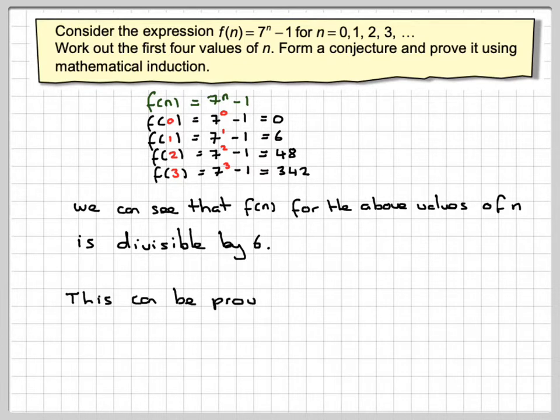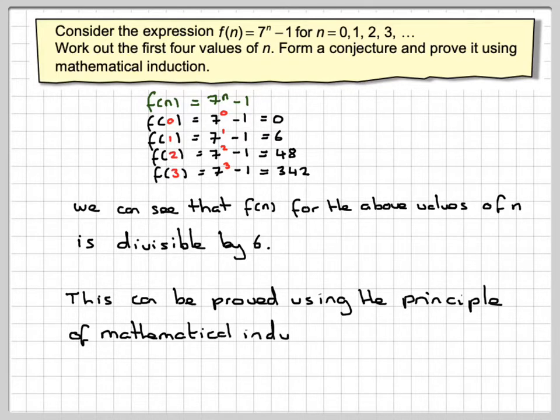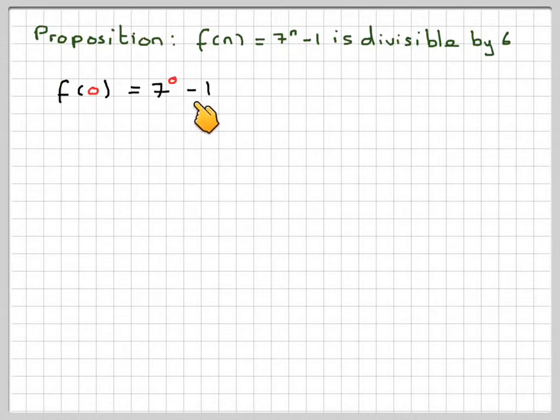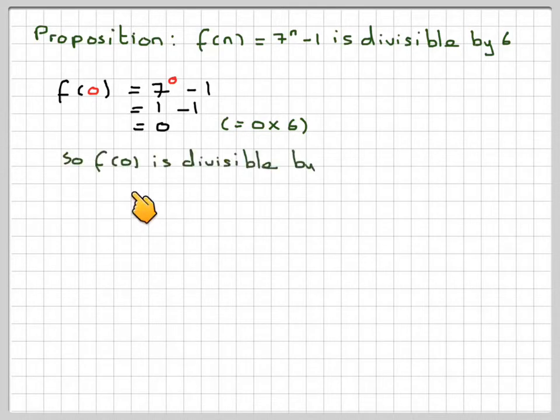So we're going to try and prove the conjecture by using the principle of mathematical induction, starting with n is equal to 0. Okay, so the proposition is that f of n is equal to 7 to the n minus 1 is divisible by 6. So f of 0 is 7 to the 0 minus 1, which is 1 minus 1, which is 0. Notice that's equal to 0 times 6. So f of 0 is divisible by 6.